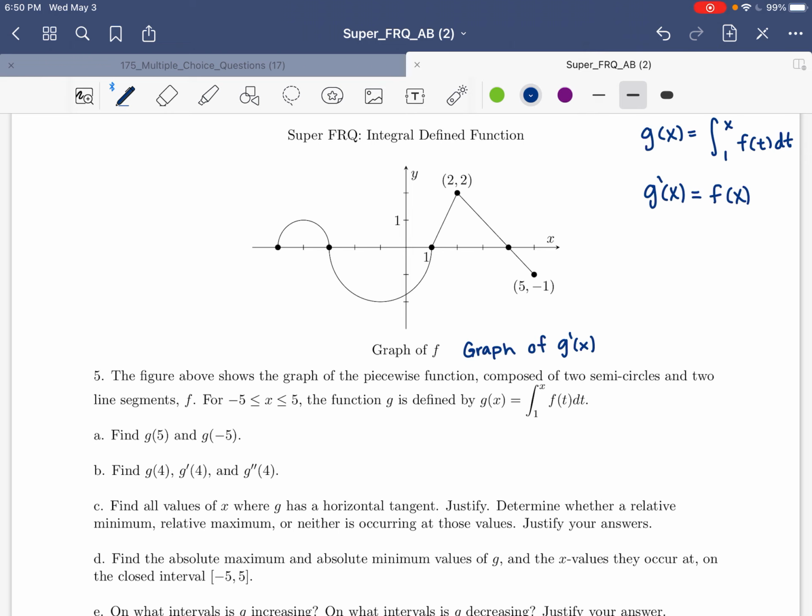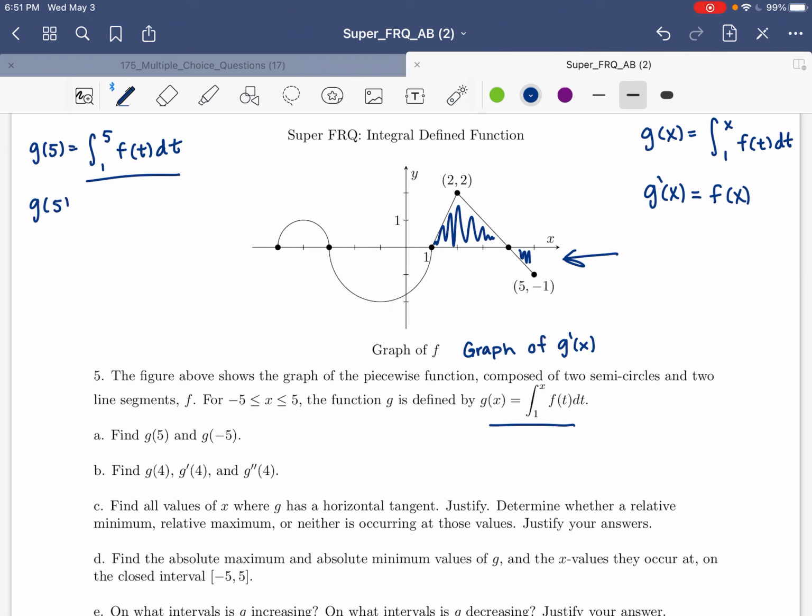So the first thing we need to do is figure out what does g of 5 equal. And they give us this formula right here, so all we got to do is plug into it. So from 1 to 5, f of t dt. Now this is asking for the integral of f. This is the graph of f. That just means find the area under the curve from 1 to 5. So that's all of this, and then this triangle.